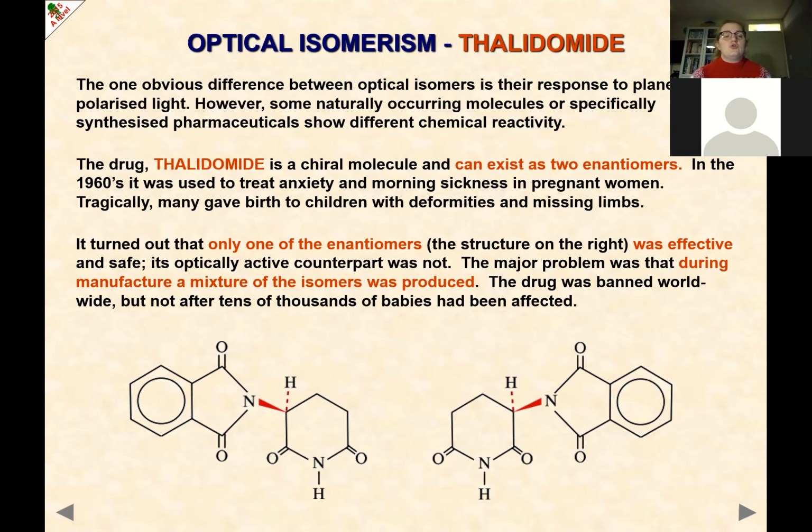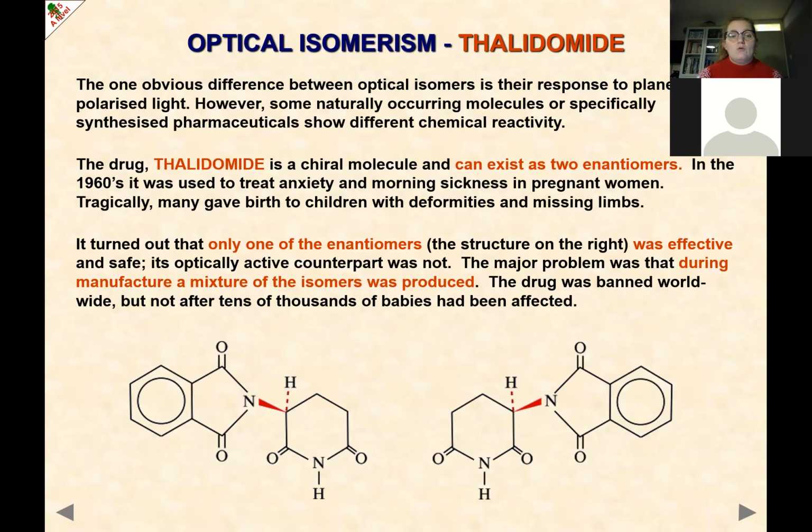However, this drug caused many children to be born with deformities and missing limbs. It turned out that only one of the enantiomers, the structure on the right, was effective and safe. Its optically active counterpart wasn't. The major problem was that during manufacture, as we know, a mixture of the isomers was produced, so we get that racemic mixture. The one on the left wasn't effective, and it also wasn't safe. That is what caused these deformities and missing limbs in these babies.